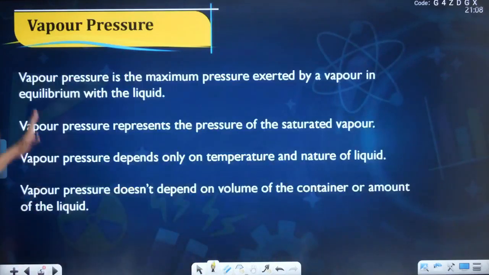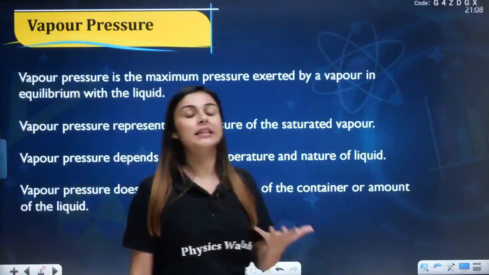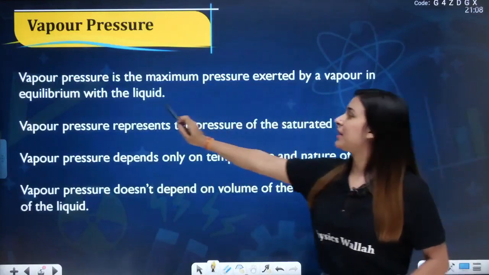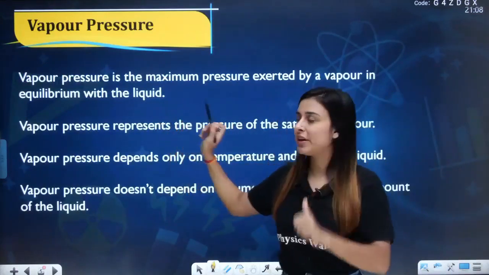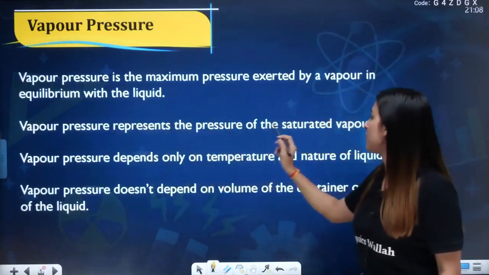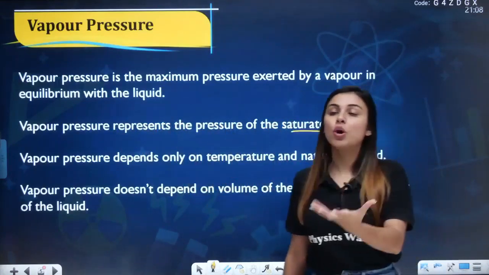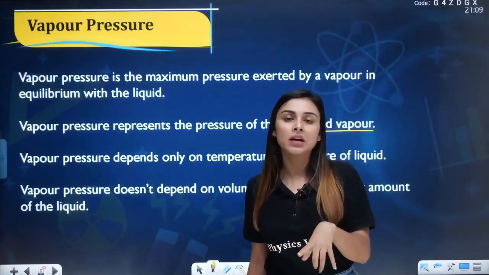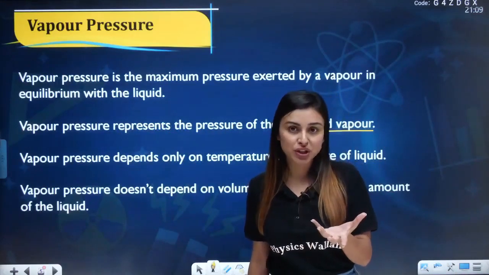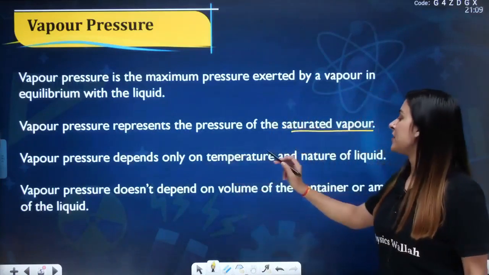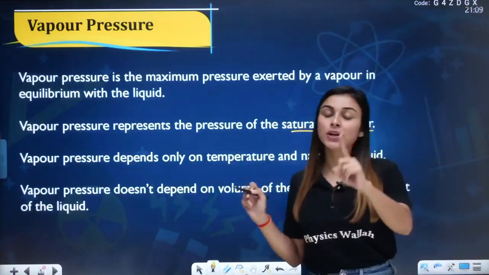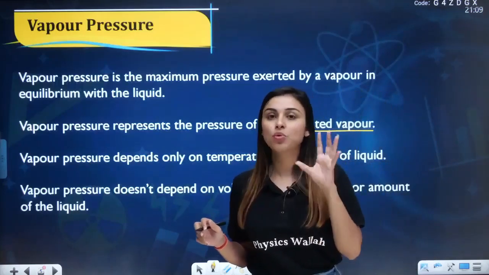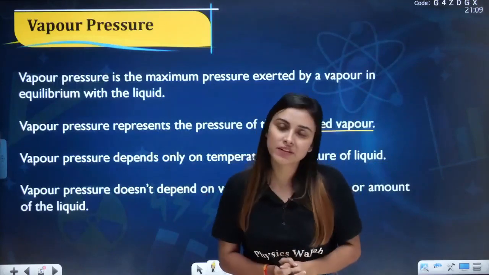Now let's read what all things we have studied in the last class. Vapor pressure is the maximum pressure exerted by a vapor in equilibrium with the liquid. Clear? Very good. Vapor pressure represents the pressure of the saturated vapor. What is the saturated vapor? Where the rate of condensation becomes equal to the rate of evaporation, right? Vapor pressure depends only on temperature and nature of liquid. I told you it only and only depends on the temperature. It does not depend upon the number of moles and volume, because the ratio of both is always constant.